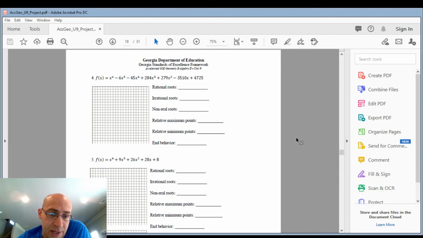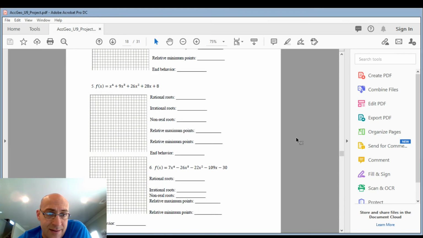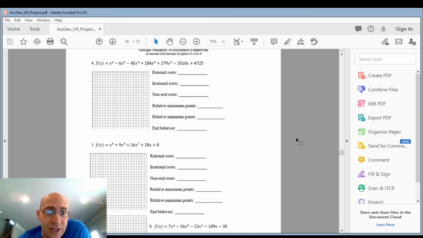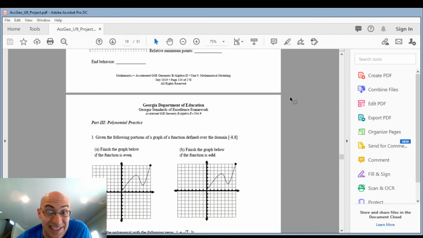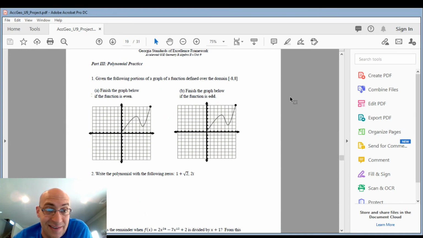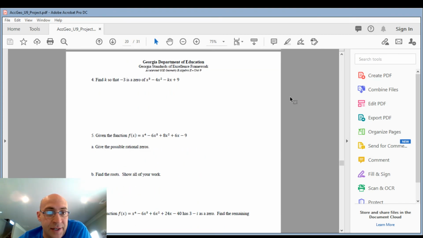So see, like this page here, it's 3 functions and you're just giving me characteristics of it. So, I mean, that shouldn't take you any more than an hour to do. Really should take you a half hour, but if you're using Desmos, it should not take long at all, okay? Some practice here.